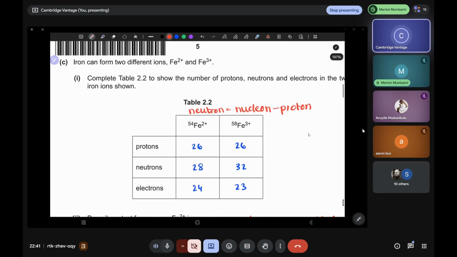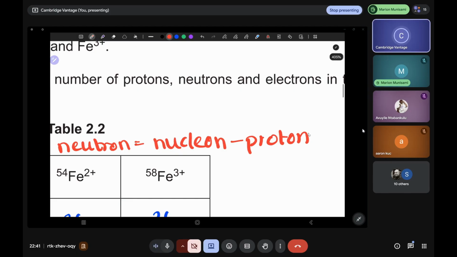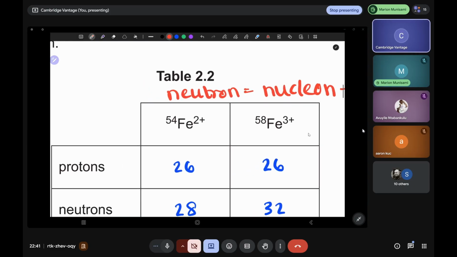So, the neutron number is essentially the nucleon number, or also often called the mass number, minus the number of protons. So the protons for an ion will stay the same. Even if it's a positively charged ion, the number of protons never changes. And ion formation depends on the number of electrons present, whether it has lost electrons or whether it has gained electrons.